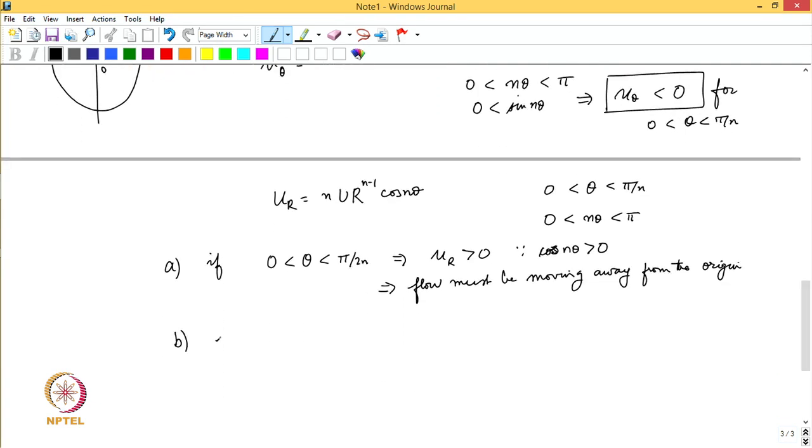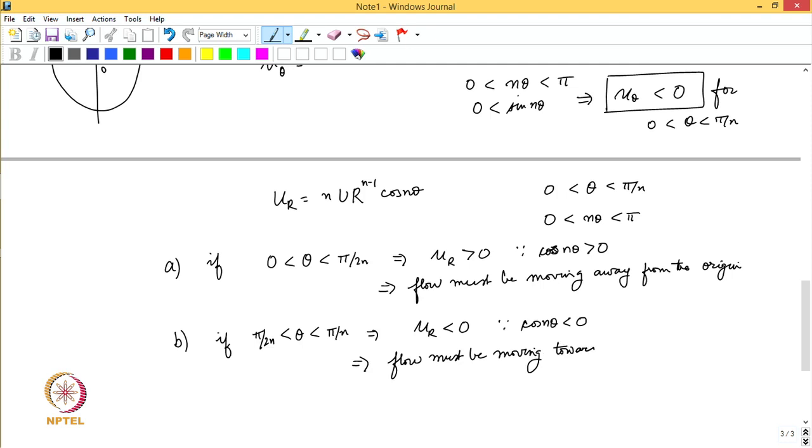And if theta is less than pi by n but more than pi by 2 n, in that case u r would be less than 0 because cosine n theta would be negative, which implies that the flow must be moving towards the origin. Well, I am being a little casual here when I am saying flow. What I actually mean is that the fluid particles are actually moving in that direction.